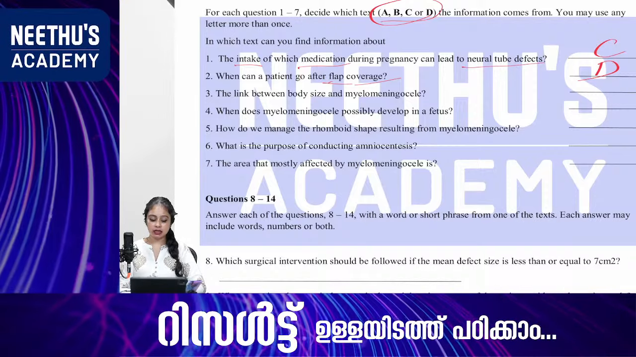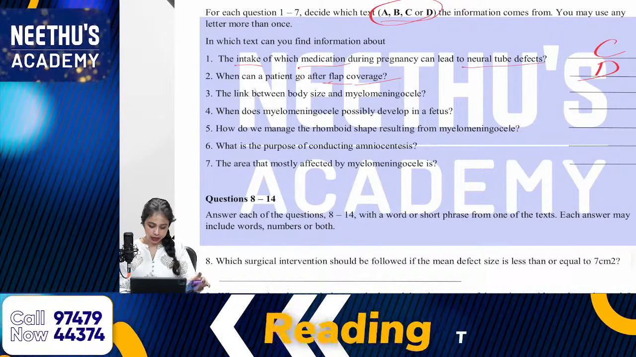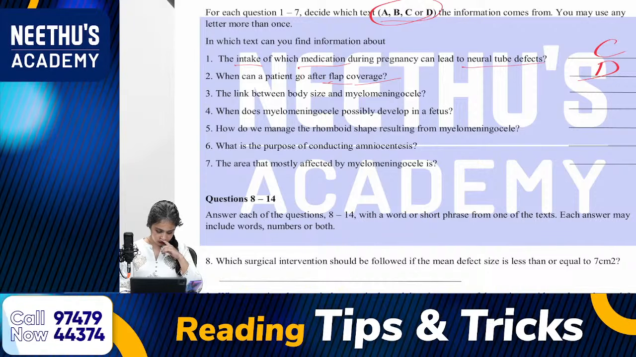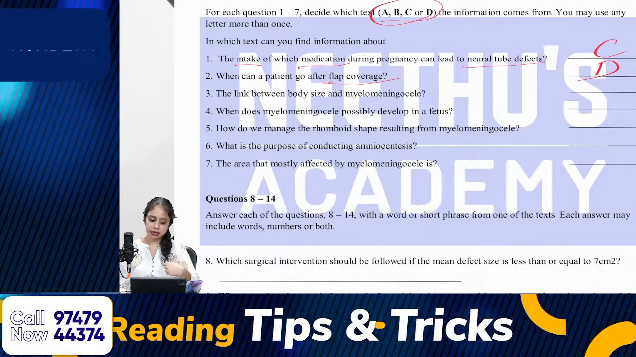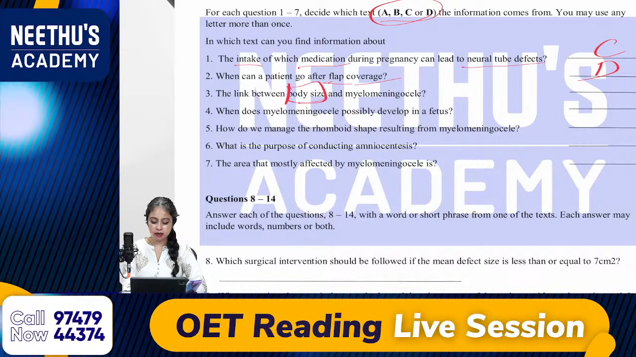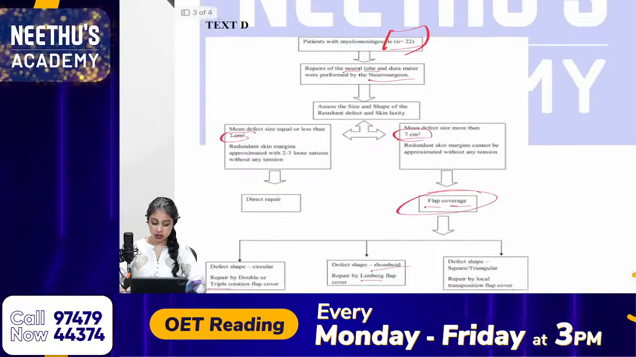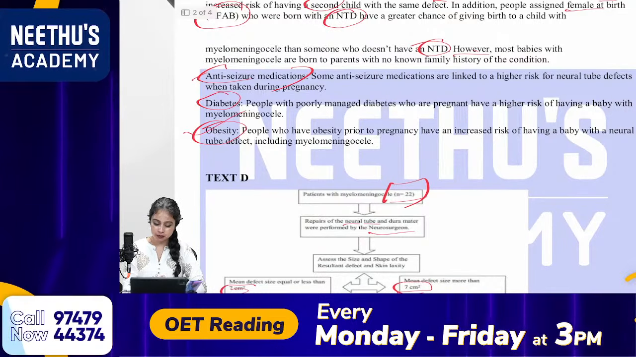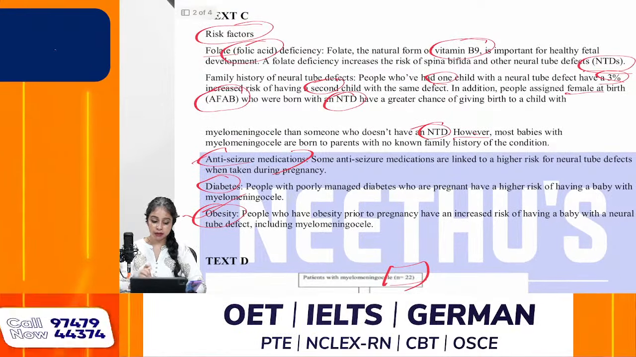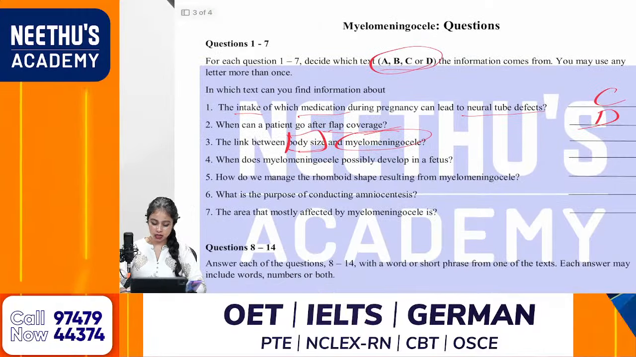Then the third one, the link between body size and spina bifida. Any idea? Third question? Third one, link between body size and the condition. So which means it can be connected with the risk factor obesity. So that is from text C.